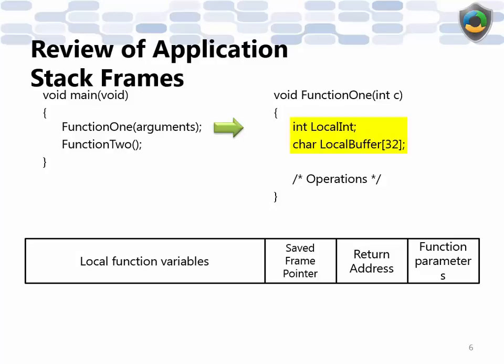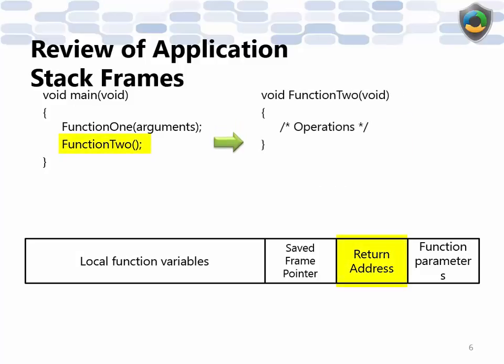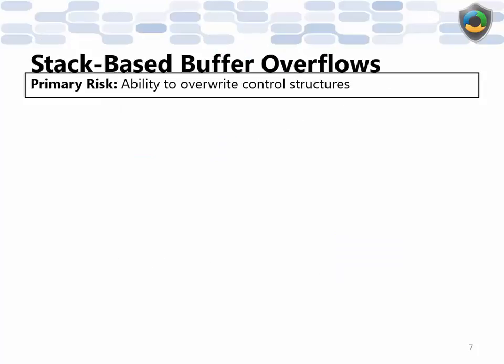Finally, the CPU reserves space for any local function variables, buffers, whatever it happens to be. In this example, space is allocated for the integer variable called local int, and a 32-byte buffer that's called local buffer, as you see in yellow. The function 1 function then executes, and the CPU loads the saved return address, which points to function 2, and it executes the next instruction. The stack frame setup and teardown process is then repeated for the function 2 function. So the same thing goes on.